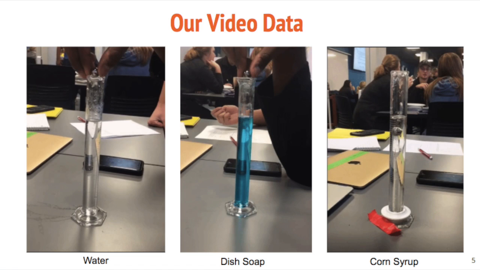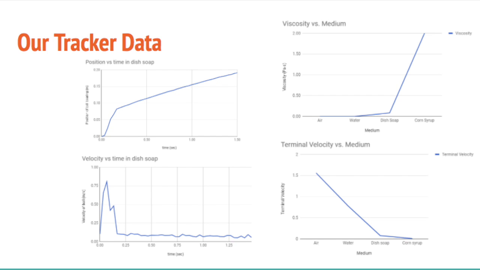Here's the example of our video data for water, dish soap, and corn syrup. Here are a few sample graphs. On the left, we show the position and velocity versus time graphs for the metal ball dropping in dish soap. For the position graph, the curved slope shows an acceleration from the drop, and when it becomes linear, that represents when it reaches terminal velocity.